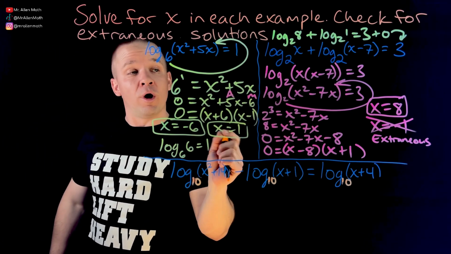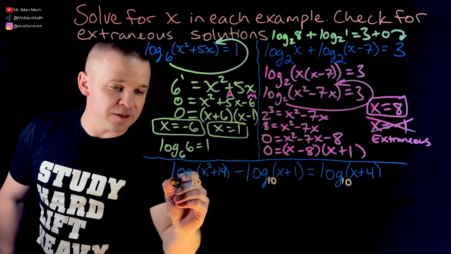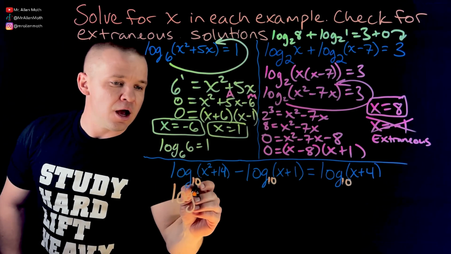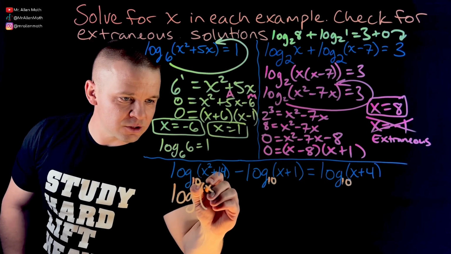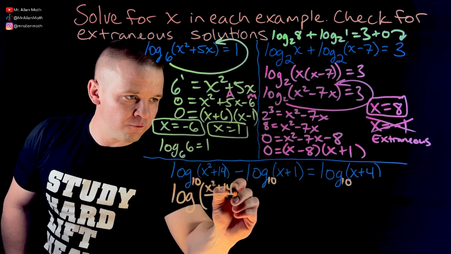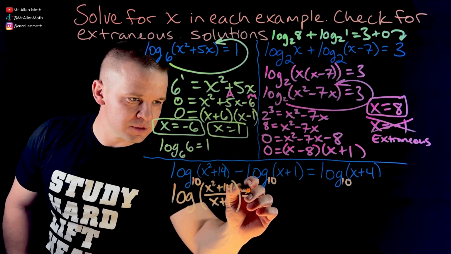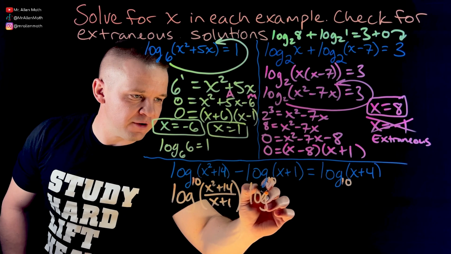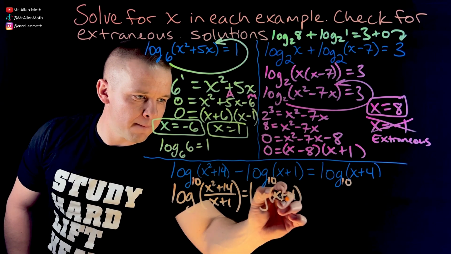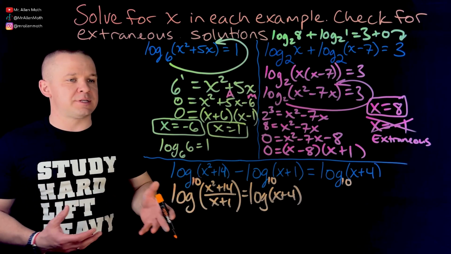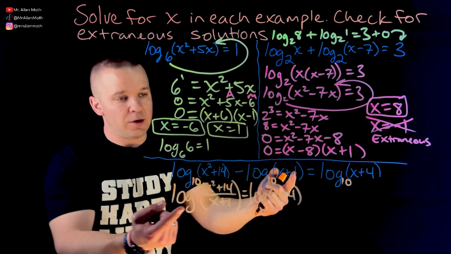Subtraction condenses to what again? Division. So I can write this as 1 log base 10. I don't even have to write base 10. Of, now it's (x squared plus 14) over (x plus 1), close it, equals log of (x plus 4). Boom. Now I have log and log on both sides, log base 10 on both sides. One-to-one property of logarithm says the arguments are equal.